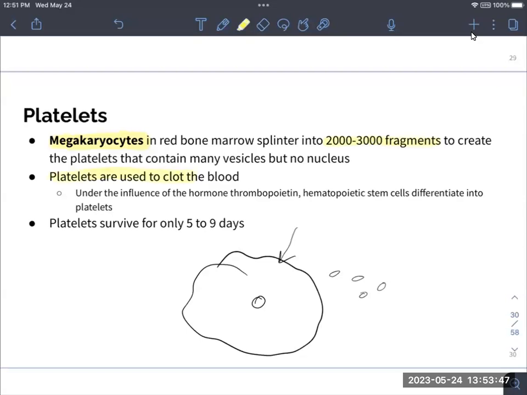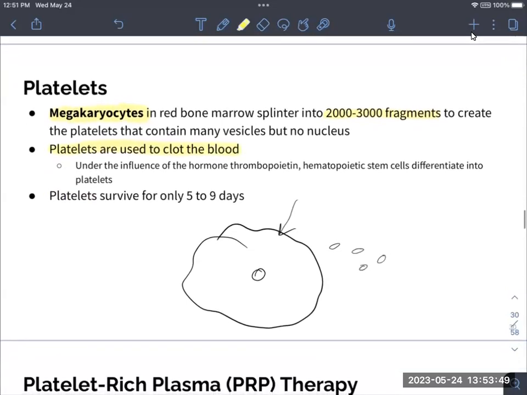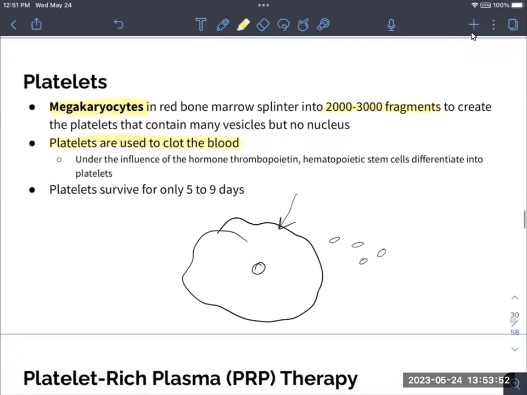As mentioned earlier, platelets are involved in clotting of blood. We have different hormones. Thrombopoietin. Hematopoietic stem cells are what differentiate into those platelets, but thrombopoietin is the main hormone that causes more platelets to be created. Platelets only last for days because these megakaryocytes are constantly breaking off more pieces.